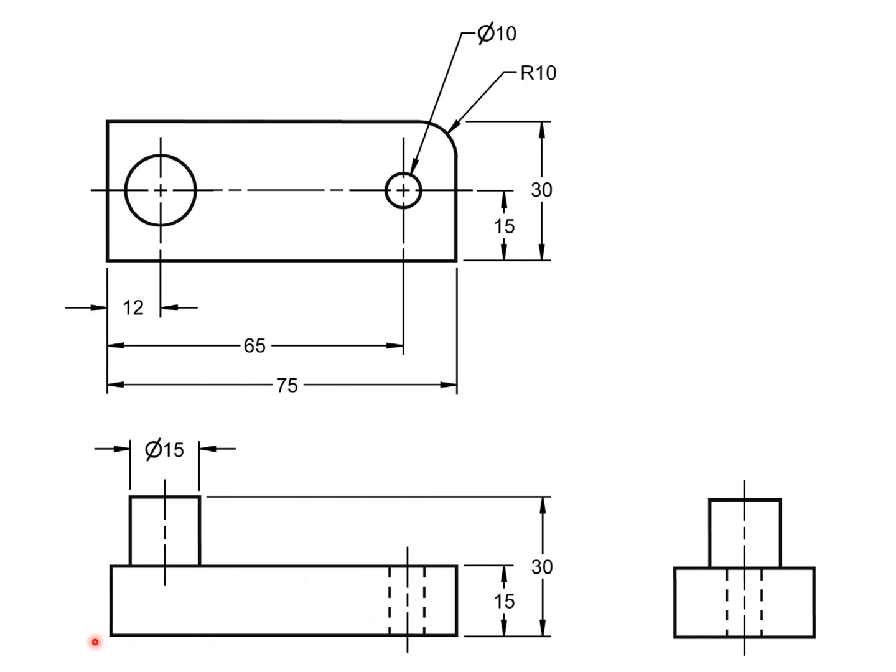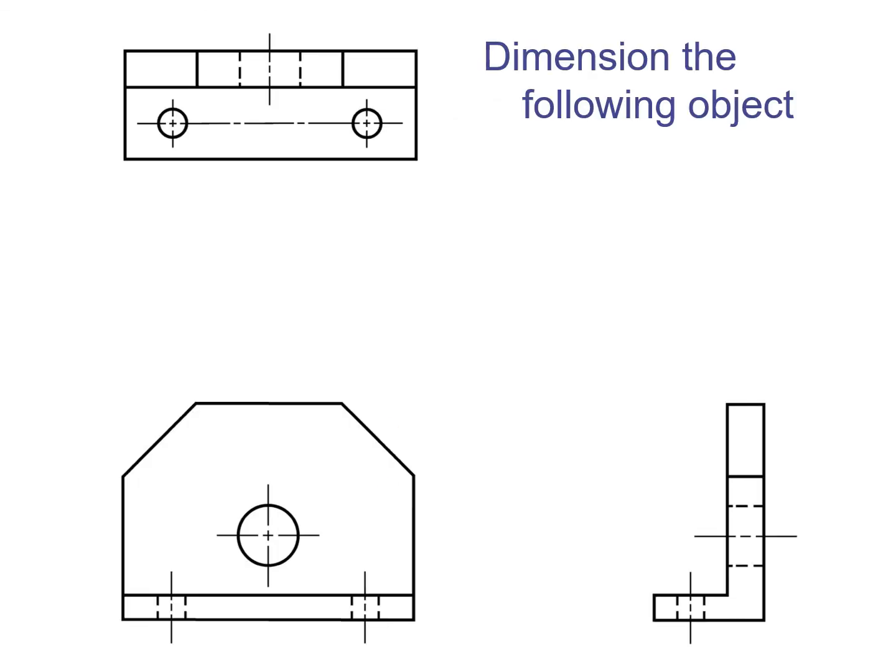Okay, once again, we have our primary datum. We have our overall height of 30, and the step is 15, so we dimension from bottom up. And we don't need to dimension the side view. All the dimensions are taken care of in the front and top view. Okay, so now let's take a look at this part. We have a detailed part. Let's identify our datums.